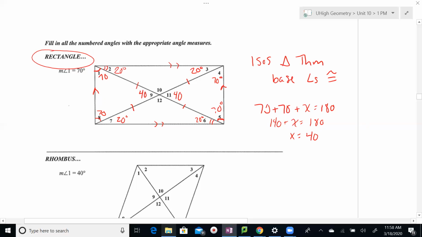And I can do the same thing with my other two. I could say I have 20 degrees plus 20 degrees, so 40 degrees, plus something equals 180. So that something would have to be 140 degrees. So angle 10 and angle 12 would have to be 140 degrees.